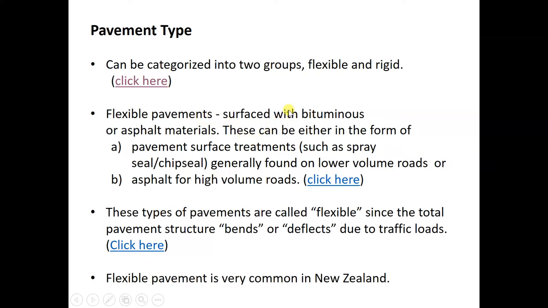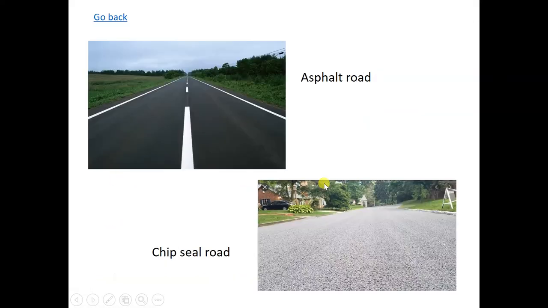The flexible pavement usually serves best with bituminous or asphalt material. It could be spray seal or chip seal, or it could be asphalt for high volume roads. You can see that the top left corner is the asphalt road, which has this bituminous mixture of the bitumen and aggregates, and then the fillers and air voids, and the bottom right is the chip seal road. For the chip seal road, how they do it is they spray a layer of the bitumen, followed by a run of the chips on the road, and then followed by compaction.